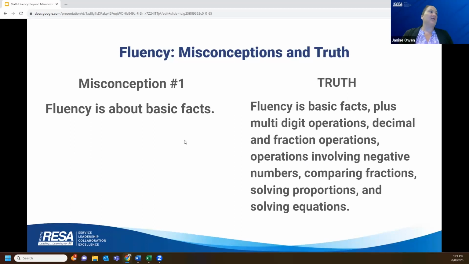Our first misconception is that fluency is about basic facts. Whereas the truth is that fluency is basic facts, but it's also multi-digit operations, decimal and fraction operations, operations involving negative numbers, comparing fractions, solving proportions, and solving equations.